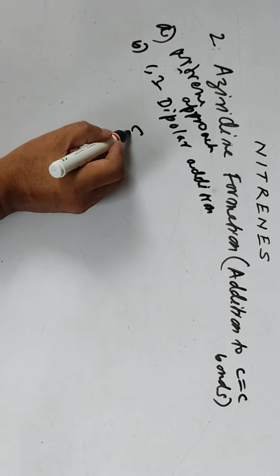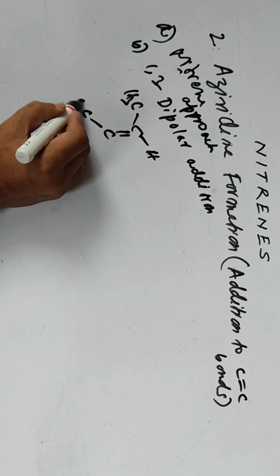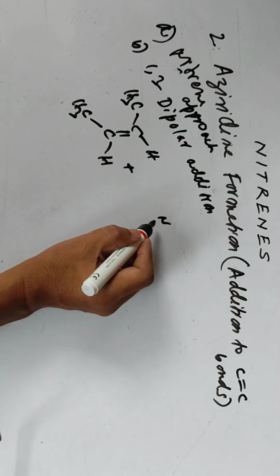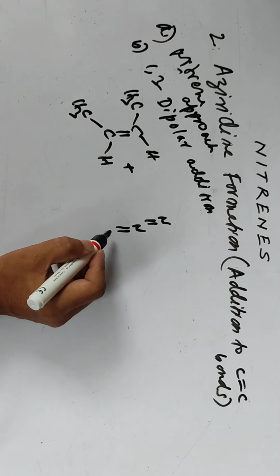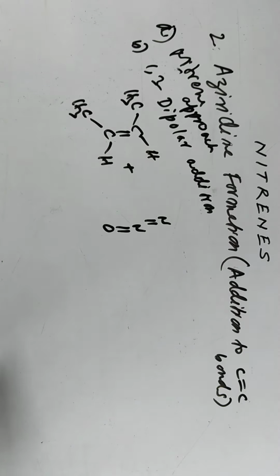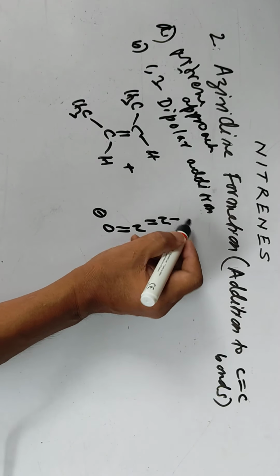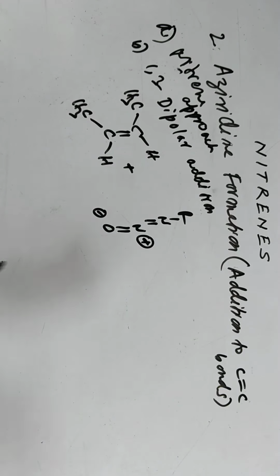Say, for example, let's take cis-2-butene, reacting with this dipolar compound, a 1,3-dipolar compound. Let's have this one with an O negative charge, and here this is O negative charge, and let's say R here. So it becomes negative charge, positive charge, negative charge. So this is the 1,3-dipolar compound you can have.